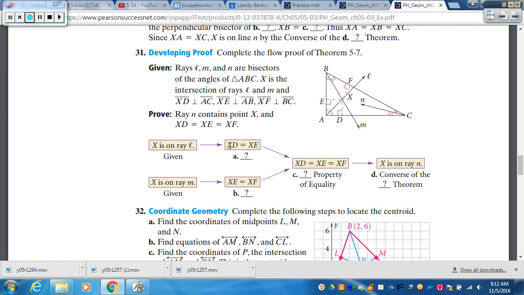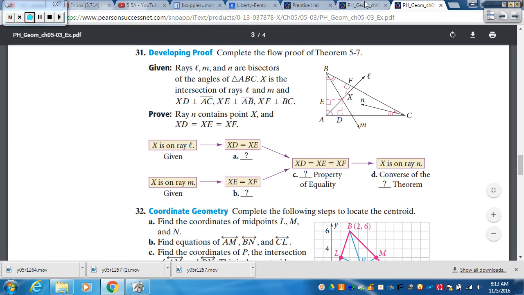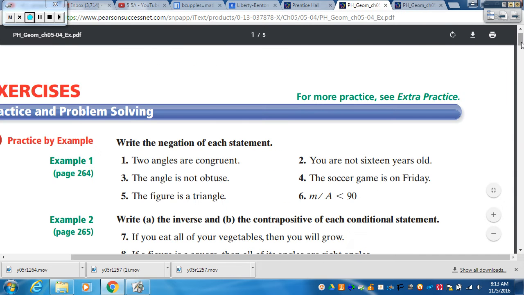How would we then know if XD equals XE and XD equals XF, that XD equals XE, which equals XF? I said it in the previous problem. That would be the transitive property, okay? And then from there, X is on line N, or ray N, by the converse of the angle bisector theorem, which again says if XF and XD are congruent, if it's the same distance from the sides of the angle, these sides right here, then that point must lie on the angle bisector, okay? So hopefully that was all understandable there with those.